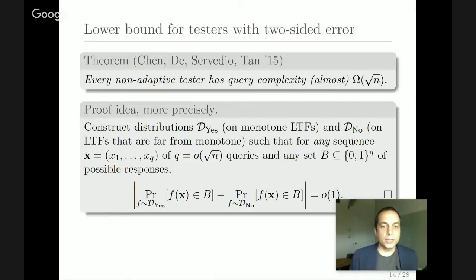So here specifically what you're trying to show is that you find these distributions yes and no, such that for any input that you choose and for any set of possible responses, the probability that you get one of those responses is nearly the same in both the yes and the no case. So the difference in these probabilities of obtaining one of those responses is little o of 1 for all these.